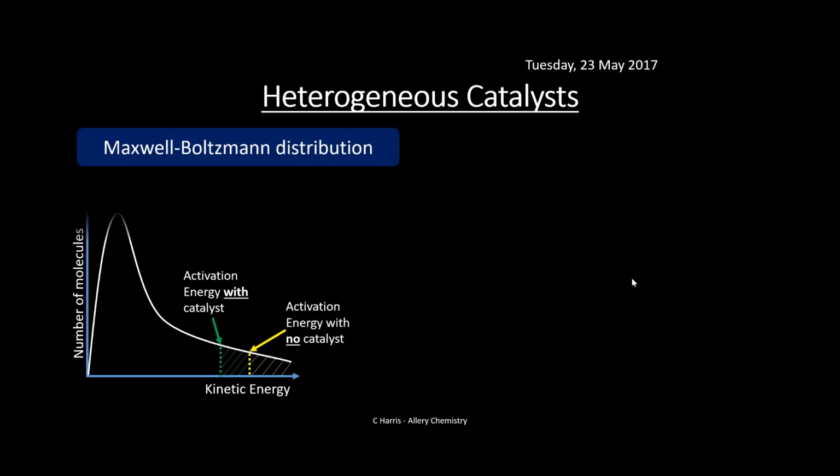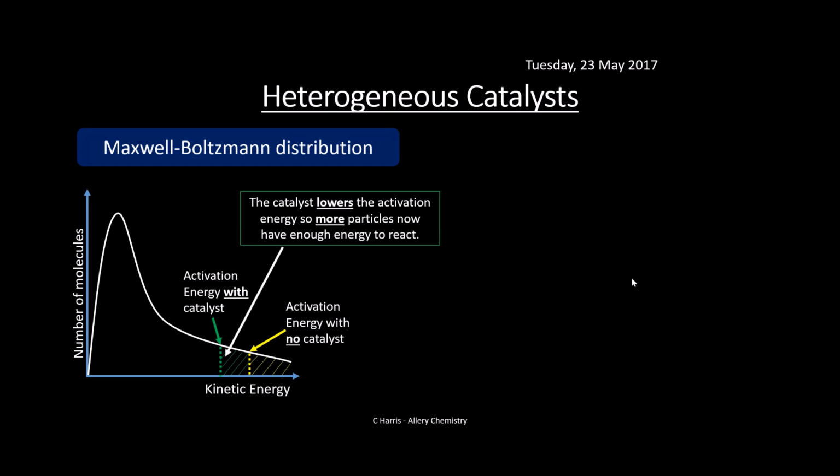Okay, so let's have a look at the Maxwell-Boltzmann distribution. Now, you can see here that the catalyst lowers the activation energy. So more particles now have enough energy to react. You can see that it's shifted over to the left now. So this is an uncatalyzed reaction, and this is a catalyzed reaction. So we have many more particles with energy greater than the activation energy.